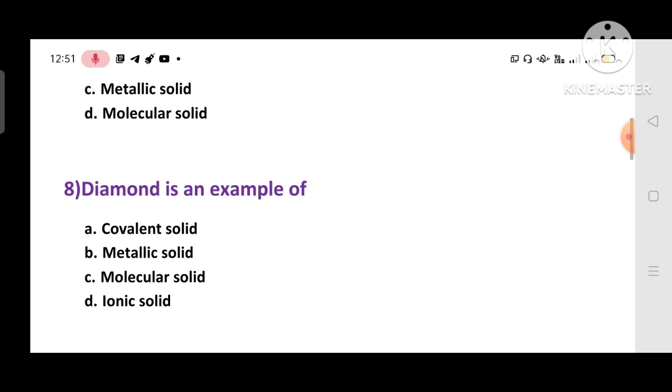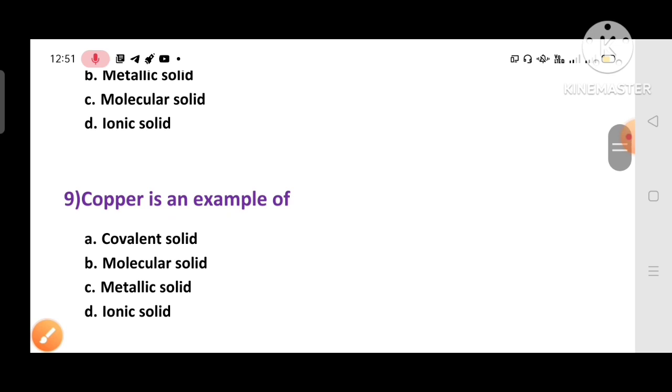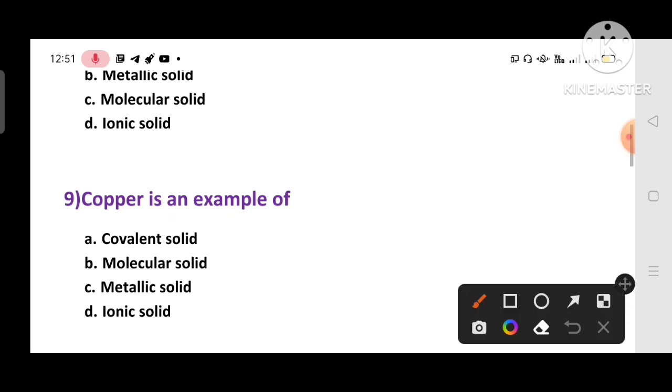Next question, copper is an example of, option A covalent solid, option B molecular solid, option C metallic solid, option D ionic solid. And the answer is option C metallic solid.